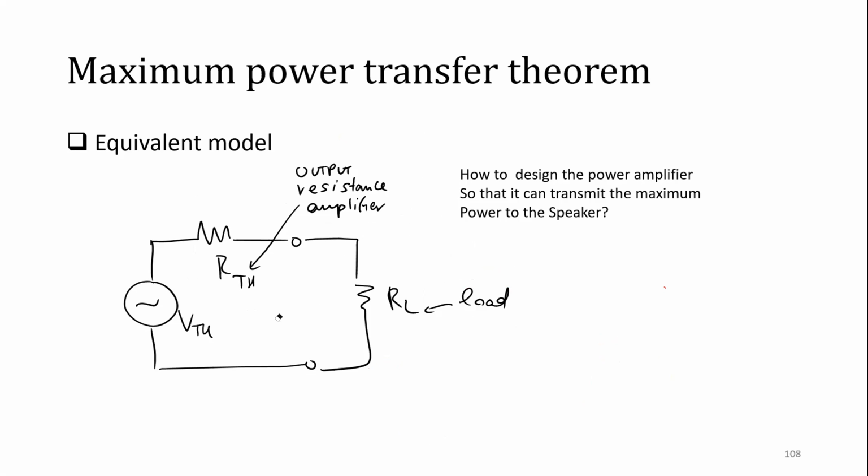The problem is, in your case and also in many situations, you are going to design this power amplifier. This power amplifier will have a signal, which is this VTH generated, but the main thing you have to design is the output resistance, which is modeled by the Thevenin's resistance here. So the question is, how much should the output resistance of the power amplifier be?